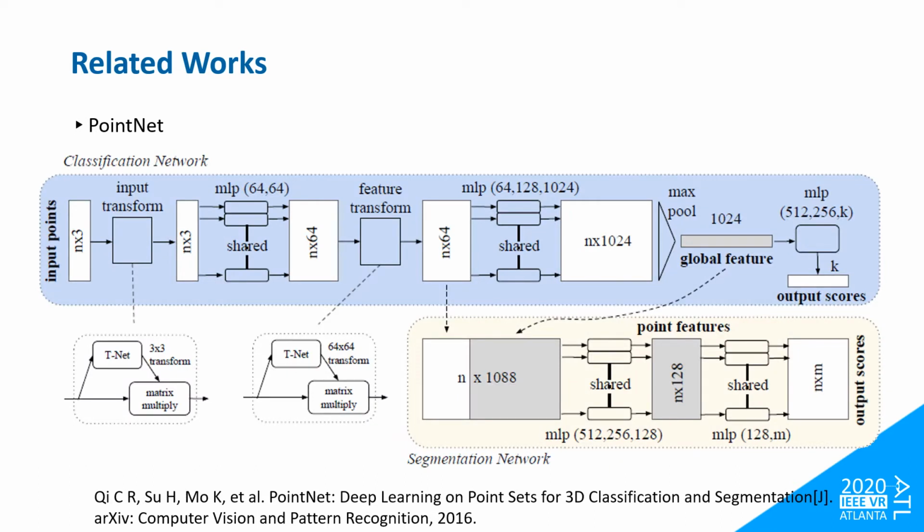The third one is PointNet. PointNet is a network architecture that can extract features from 3D unordered point clouds. PointNet usually takes the point coordinate and other features such as surface normals as input, which are then mapped to a higher dimensional space using a multi-layer perceptron.